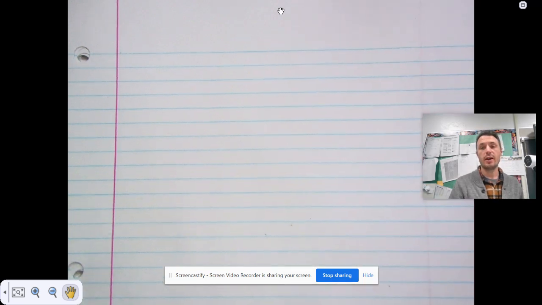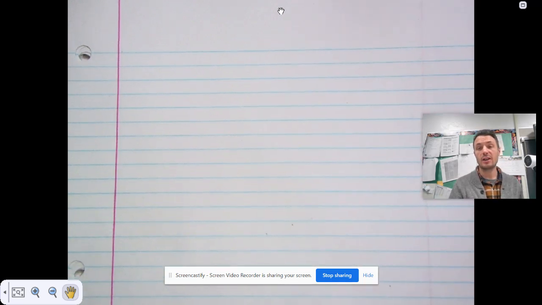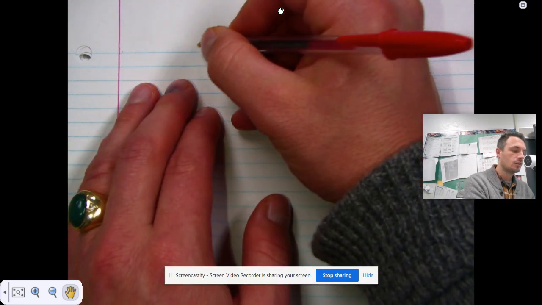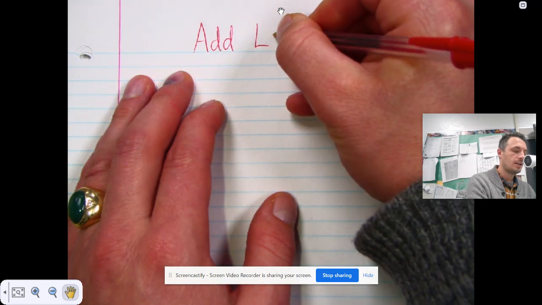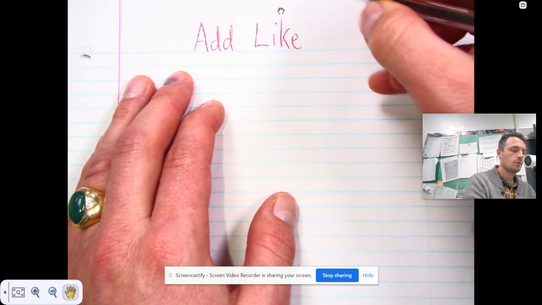So please open to the next available page in your math notebook, and at the top of that page, write the title of today's lesson, which again is add like fractions.